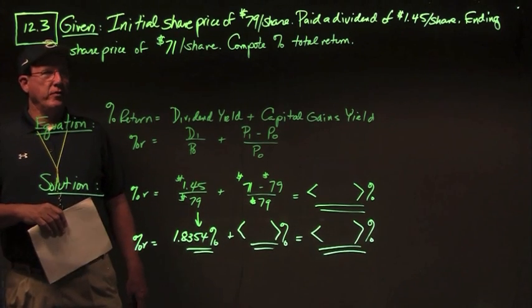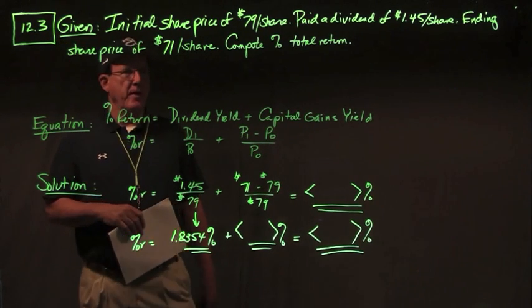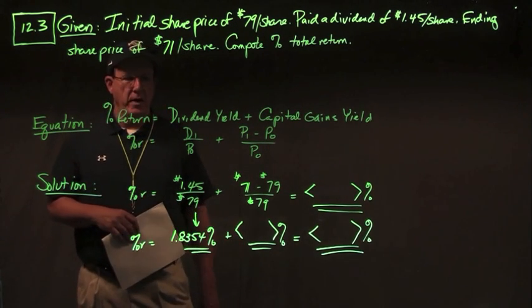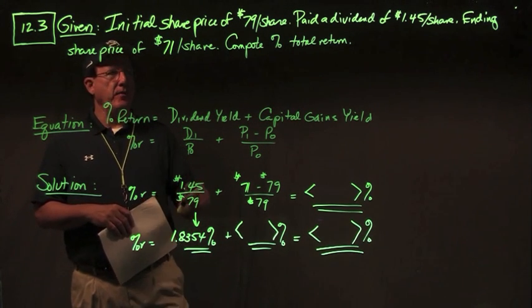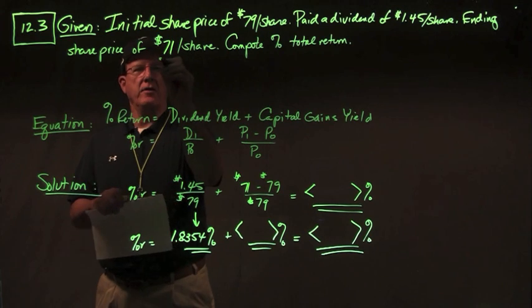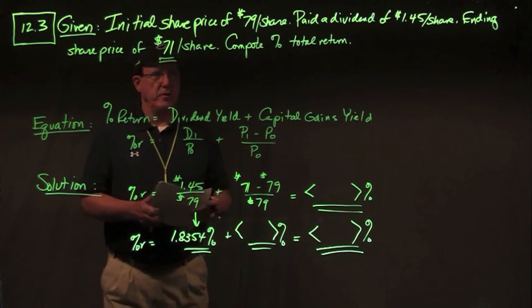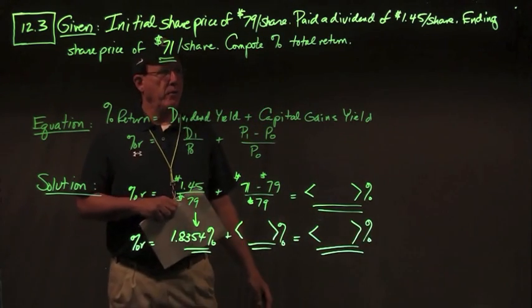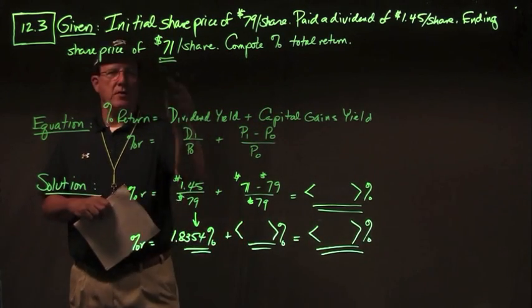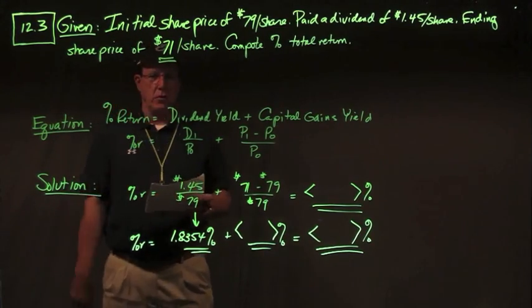In problem 12.3, we have a similar problem, but this time we're not as happy an investor. In 12.1 and 12.2, we had a price appreciation. In this case, we're going to have a price depreciation down to $71 a share by the end of the year. We're still starting at 79 at the beginning of the year, still paying a dividend of $1.45 a share over the course of the year, but our stock price goes down. In this case, what is the total return?